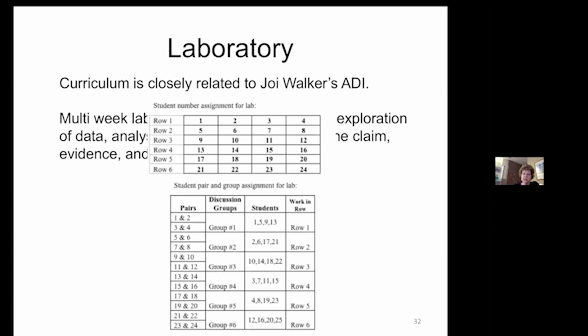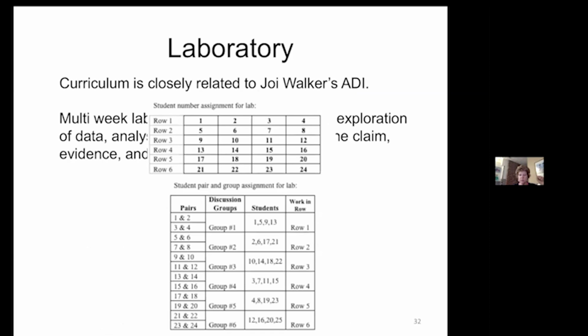Our laboratories are set up in 6 rows and 24 students. So what you've got there at the top are students 1, 2, 3, 4, and then 5, 6, 7, 8, 9, 10, 11, 12. And then what you want to be able to do is to have those students work in pairs, like students 1 and 2 and 3 and 4 work together in a pair and talk about their laboratory data, but then you're going to send them away.